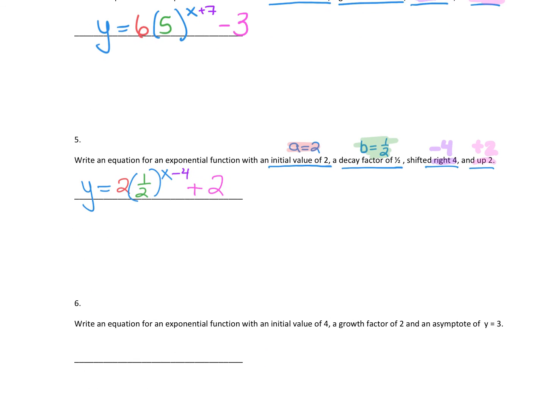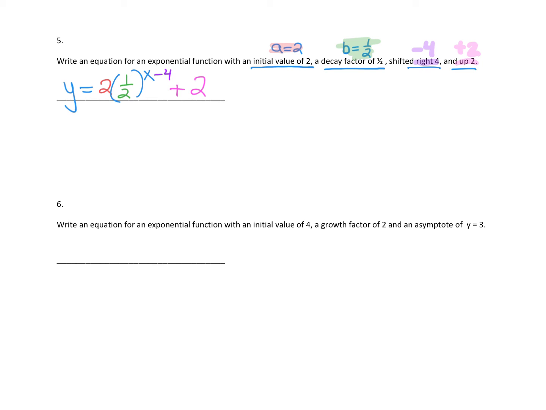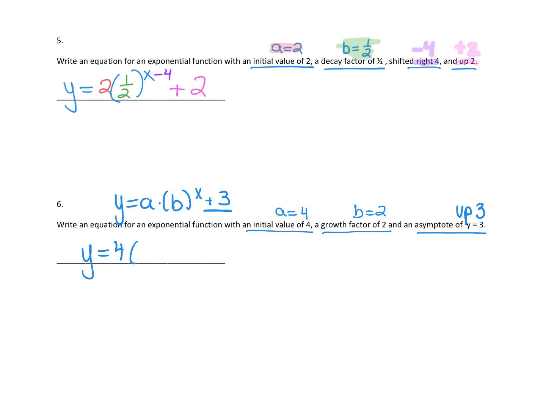All right, let's look at the last one. Write an equation of an exponential function with an initial value of 4, a growth factor of 2, and an asymptote at y equals 3. All right, so now they're wording it differently, but if my asymptote is at positive 3, that means my graph shifted up 3, which means I'm going to have a plus 3 at the end. So again, if I'm using this model, I'm just going to have a plus 3 here at the end to represent that upshift of 3. So I'm going to have y equals, well, my a is 4, my b is 2, and I have an upshift of 3.